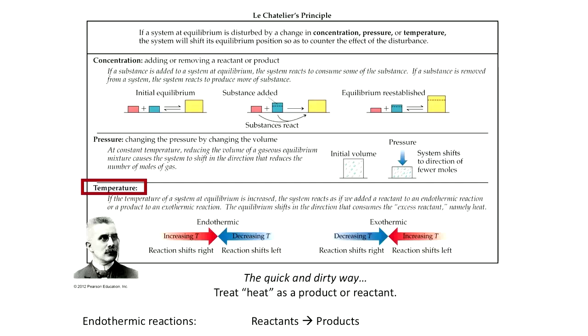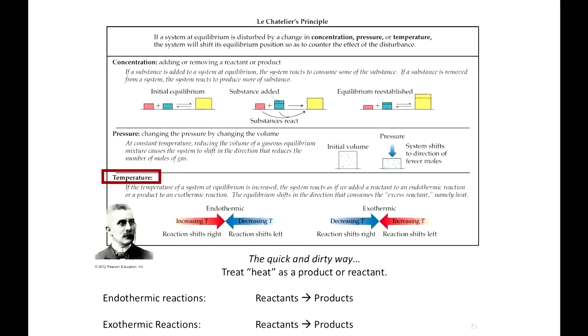Heat. Okay, all right. So let's treat heat as a disruption we can make to our chemical equilibrium. So here's the quick and dirty way: just treat heat as a product or reactant and predict it just the same as concentration.